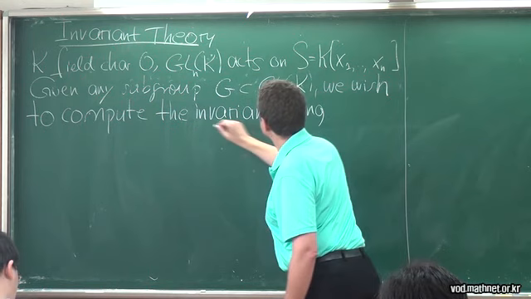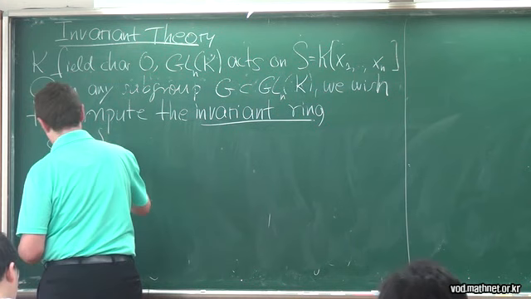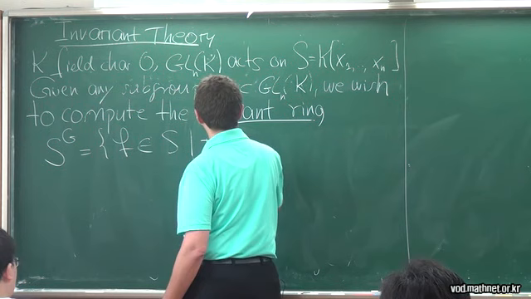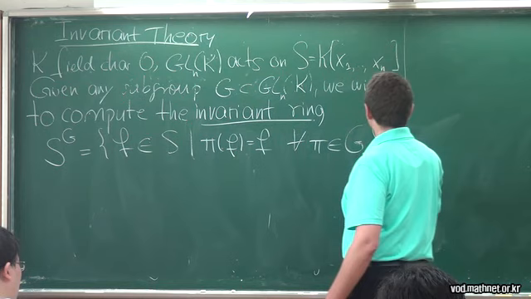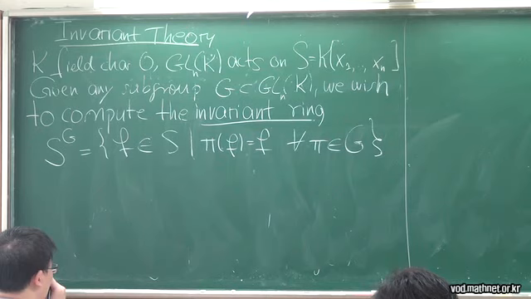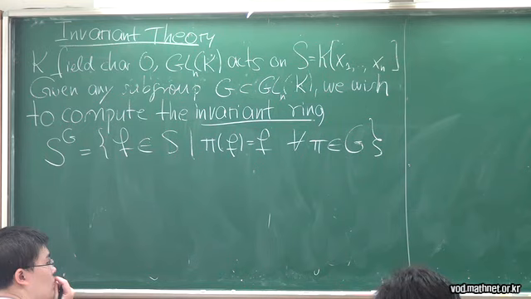So the invariant ring, denoted S upper G, is the subset of all polynomials f such that pi of f is equal to f for every element in the subgroup. So all the polynomials that are fixed under the subgroup. Now they form a subring, right? If you add two invariant polynomials, or if you multiply two invariant polynomials, you get another invariant polynomial.